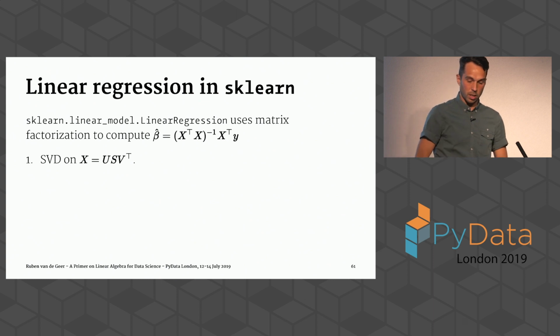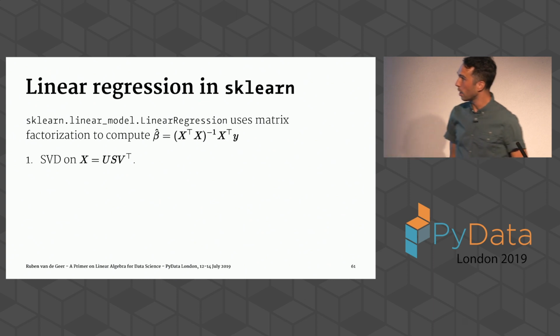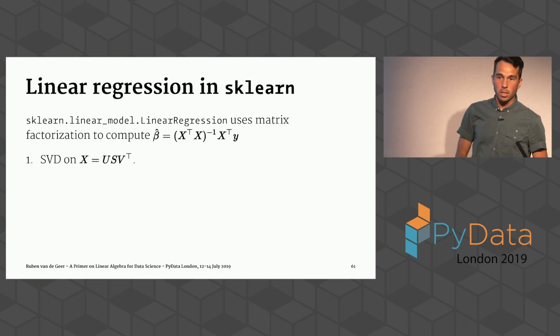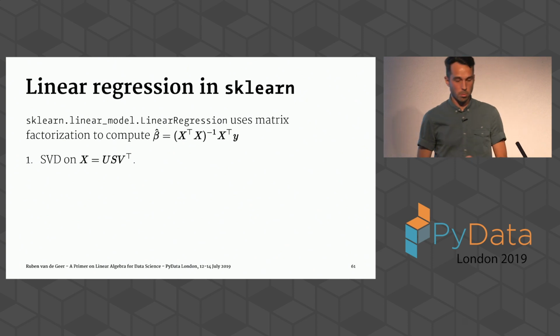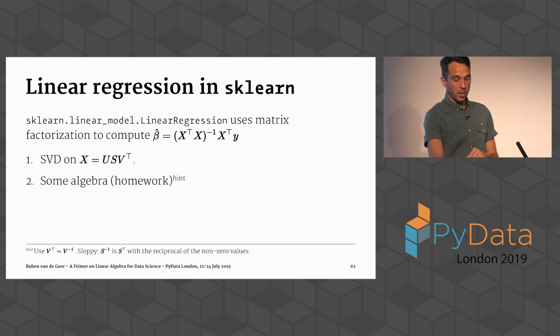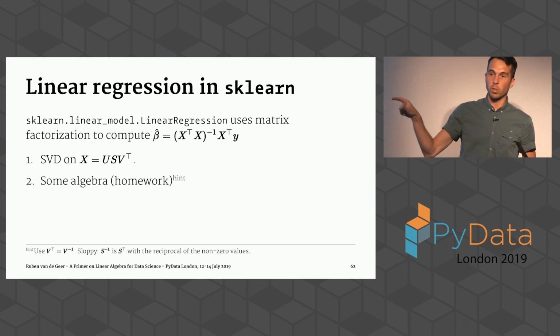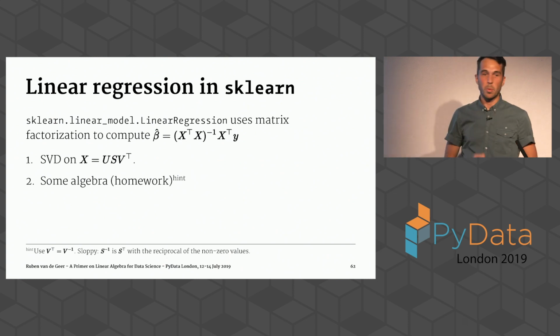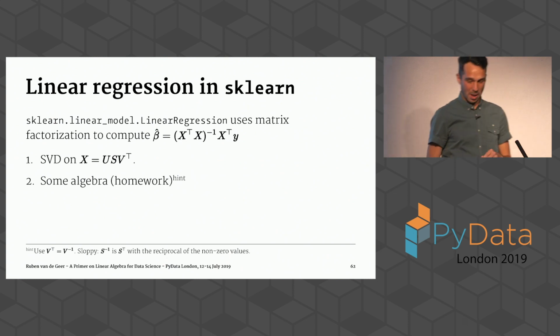We start with this estimator that we derived, the beta hat. What actually happens is that they do a singular value decomposition on X. This is numerically very stable. It's not super fast, though, but it's numerically stable. Then, this is homework: you fill in the result of the singular value decomposition in the beta hat. You have to do some algebra, maybe fun on your way back.